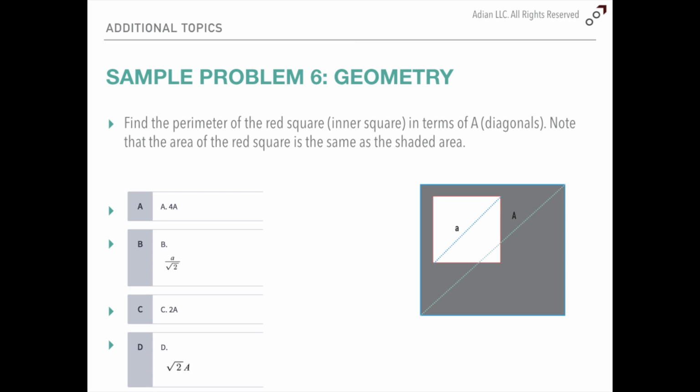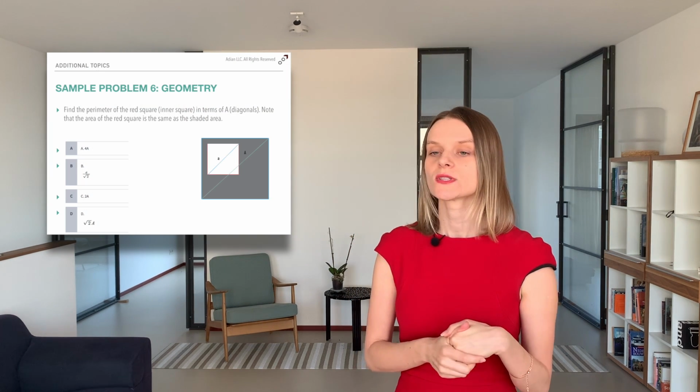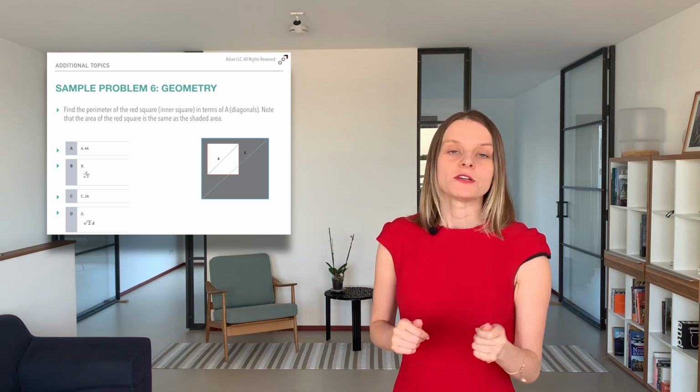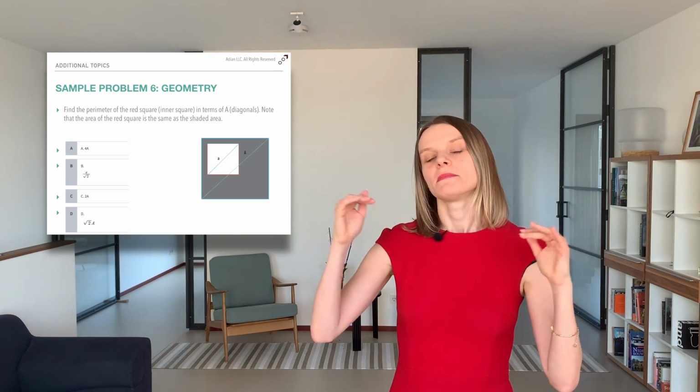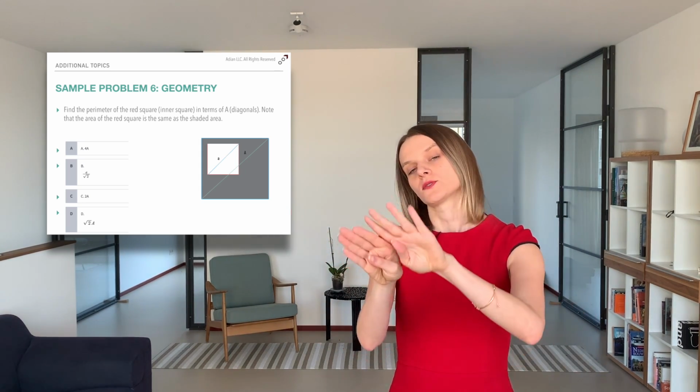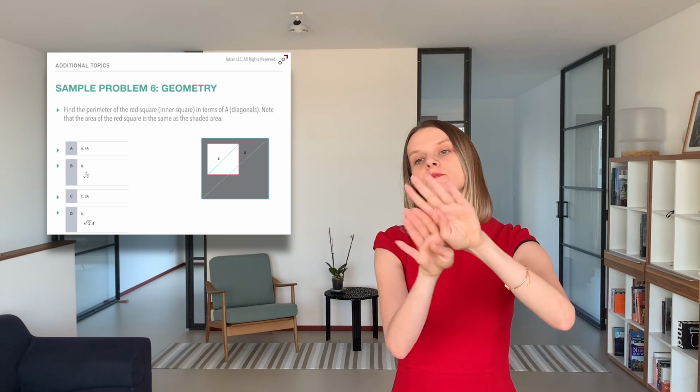In sample problem 6, you have to find the perimeter of the red square, so the small inner square, in terms of A, in terms of the diagonals. And just notice that the area of the red square is the same as the shaded area. This looks complicated. However, you just need to remember that the squares are basically 2 right triangles, right? That are just there together, that are separated by a diagonal.